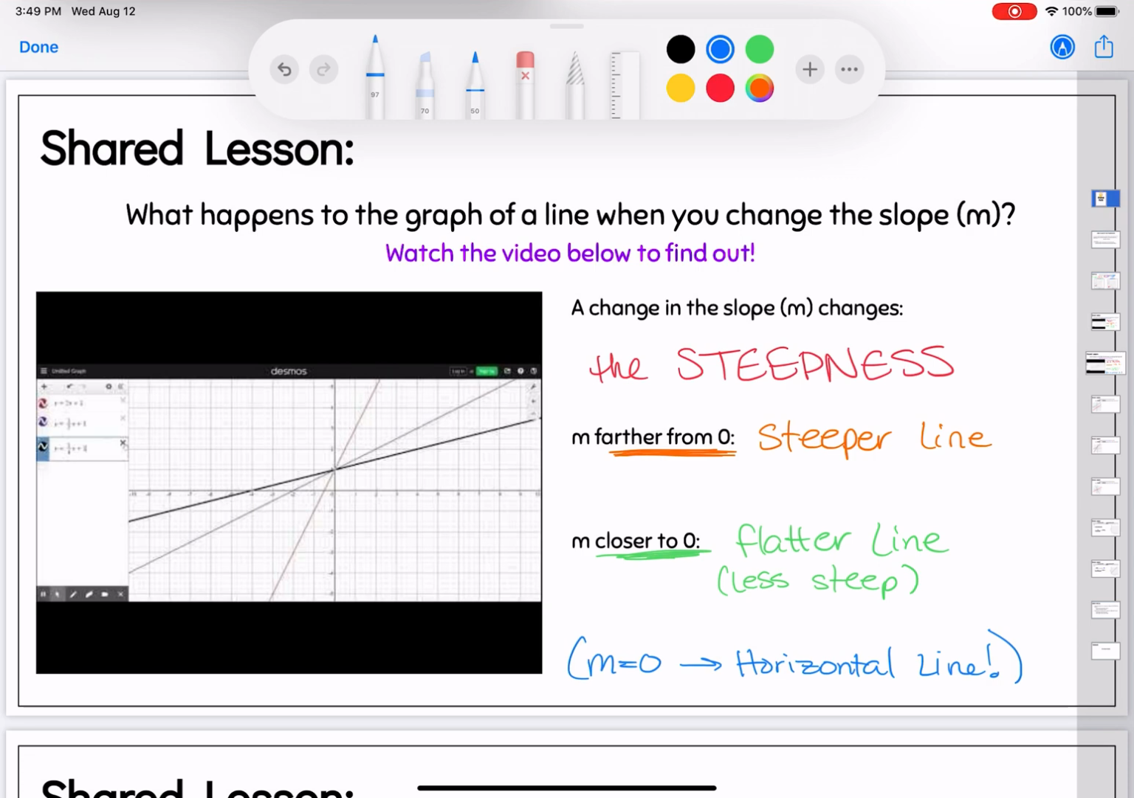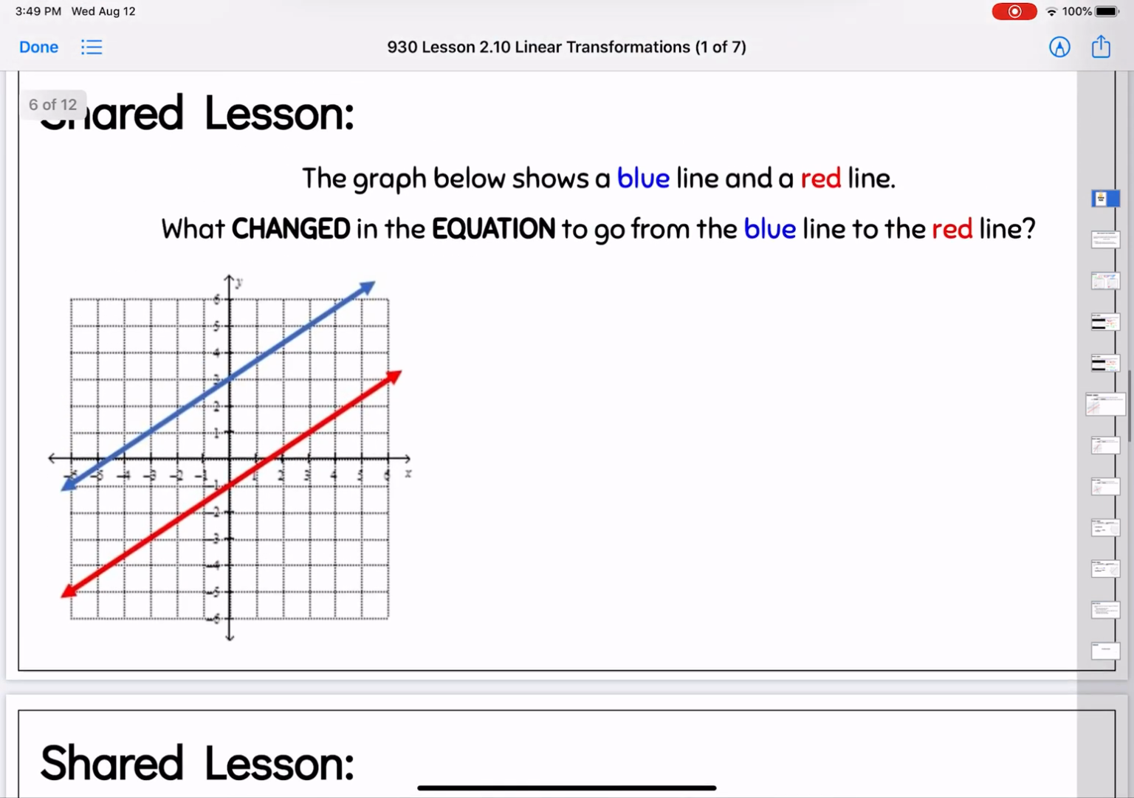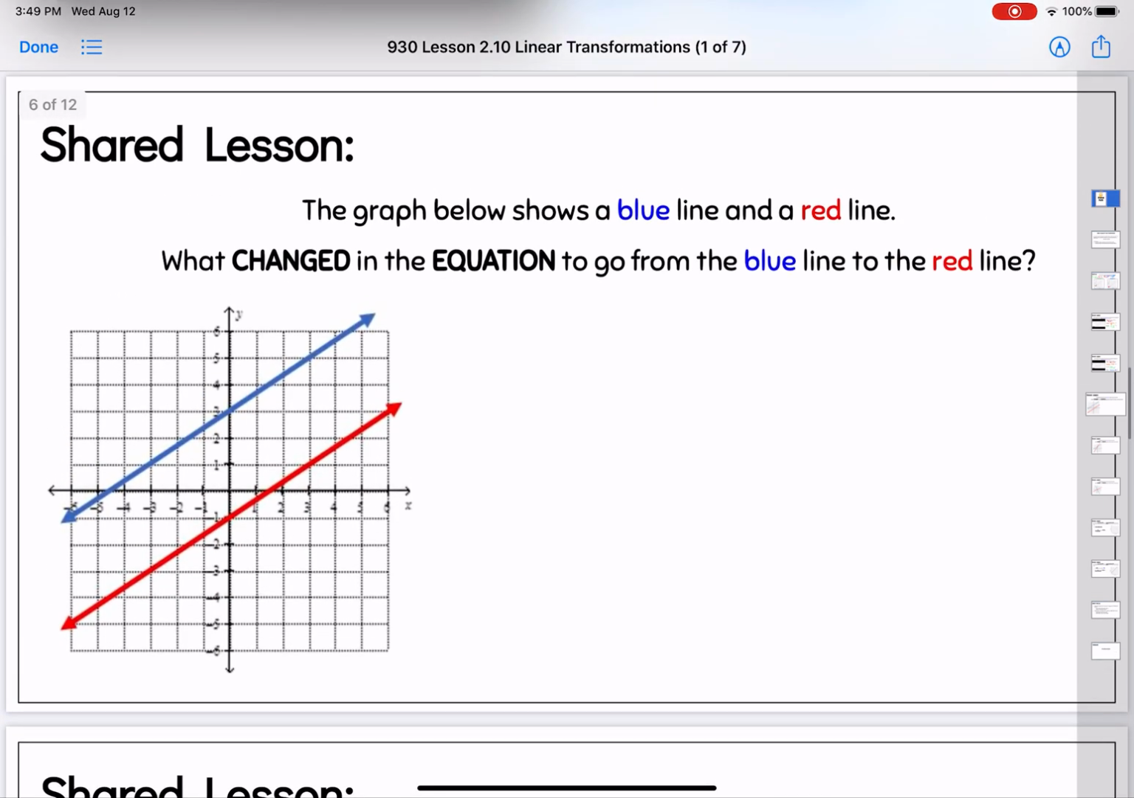So that's again one that should be easy to remember, but maybe wasn't something that you knew already. So changing the slope changes the steepness of the line. Farther away from 0 is steeper, closer to 0 is flatter. Okay, so let's see how we can use that. So here's where we were talking about how, if I look at a graph, can I tell just from the graph what's changed in the equation without actually having to write the equations out.